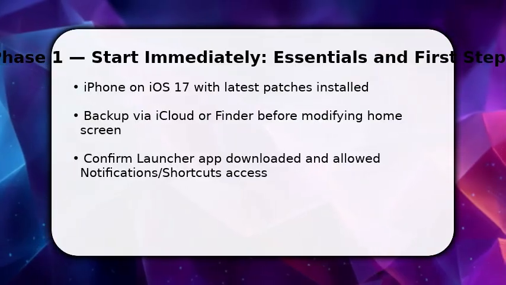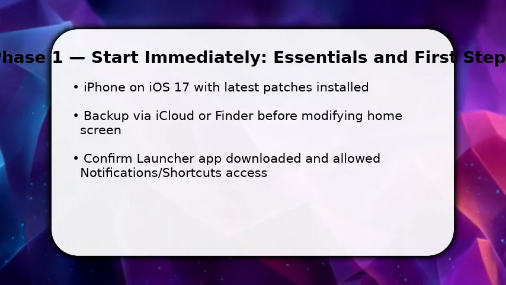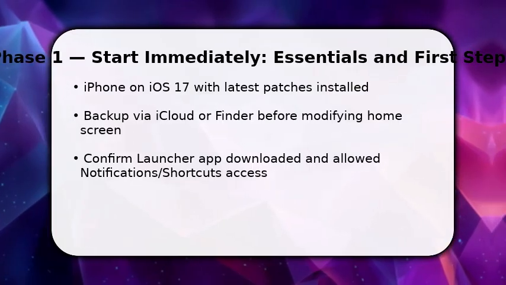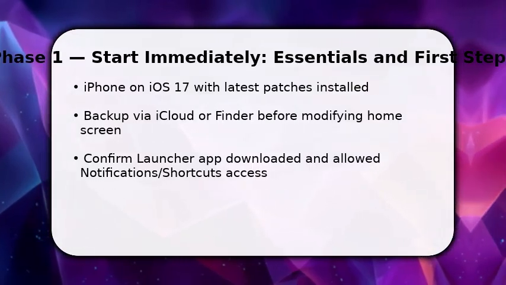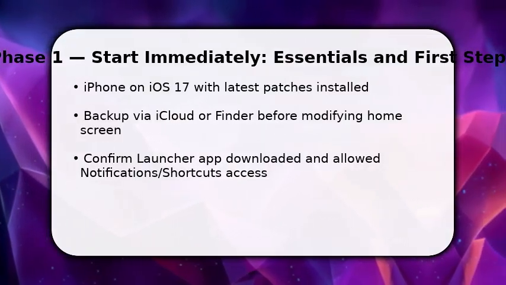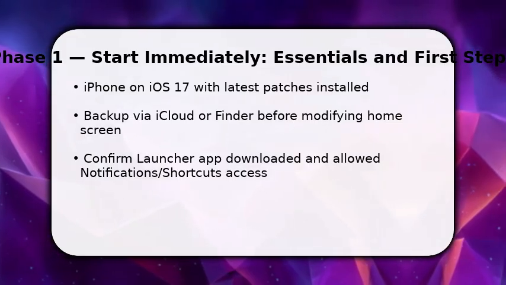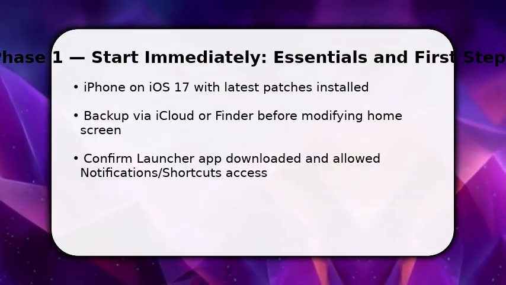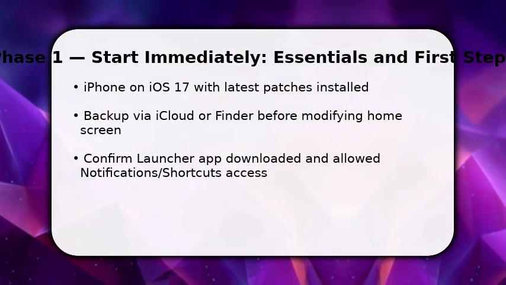You start by confirming essential prerequisites. Your iPhone runs iOS 17, backups are current, and the Launcher app is installed with necessary permissions. Once done, open Launcher and grant shortcuts and notifications access so widgets and actions can run reliably. Make sure location or contacts access is enabled only if you need those actions.